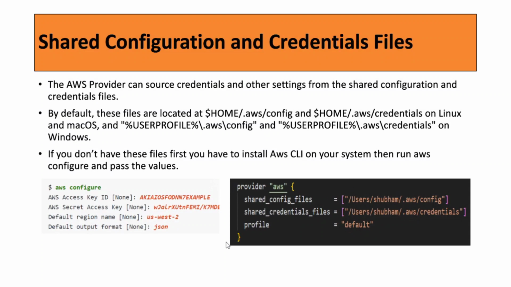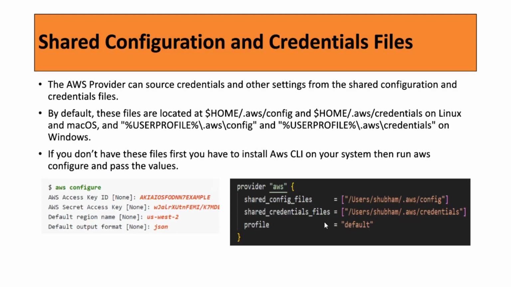So this is basically the provider block. If you see here, we have shared config files. This is the location of the config files. By default it will be Users, the user's name, .aws and config. Both the files we will find under the .aws folder of the user profile, and the user profile could be the default or it could be custom also.